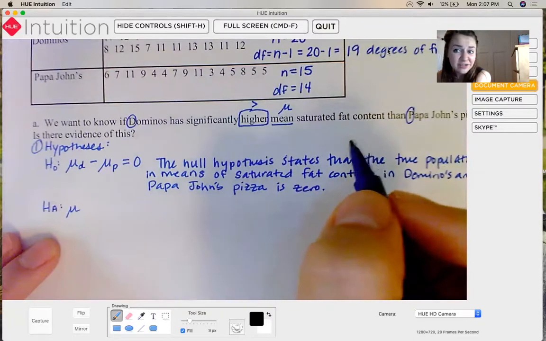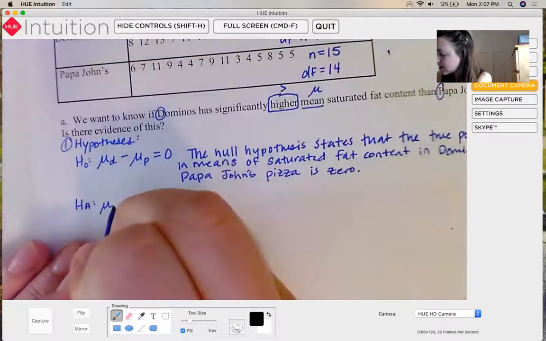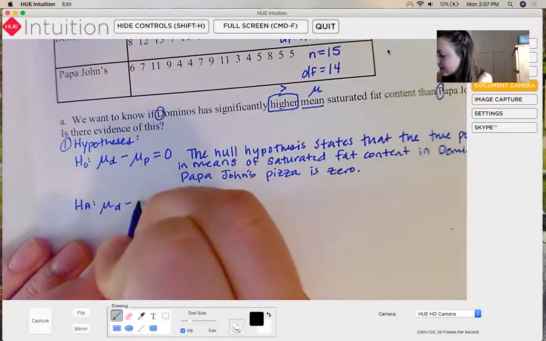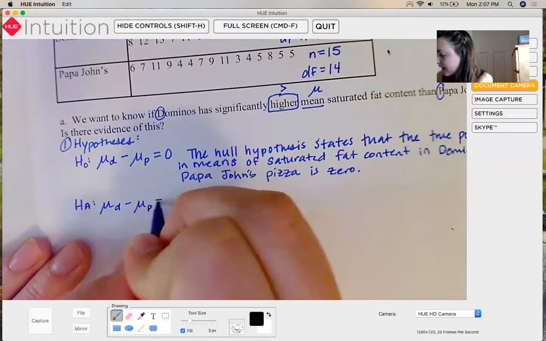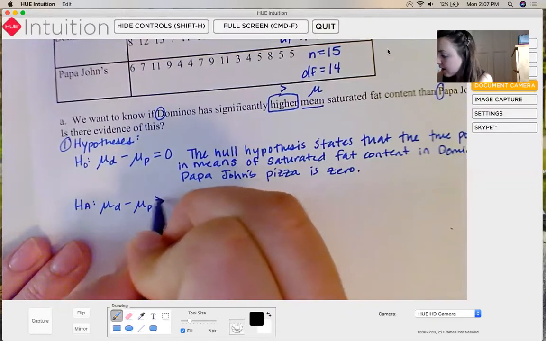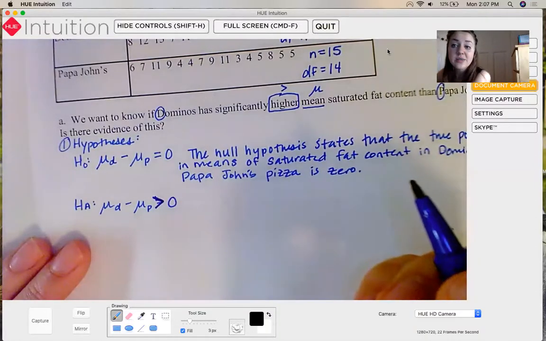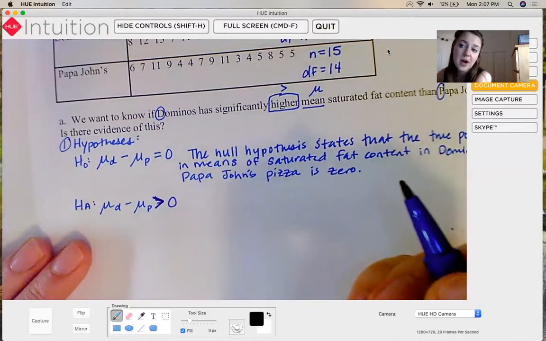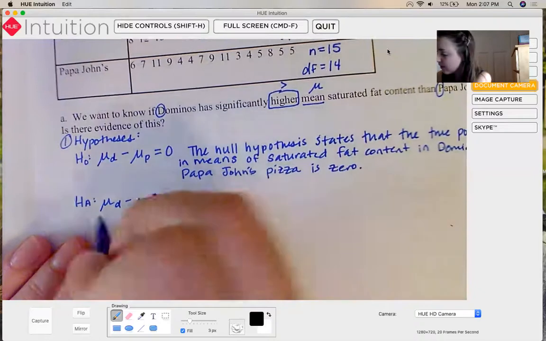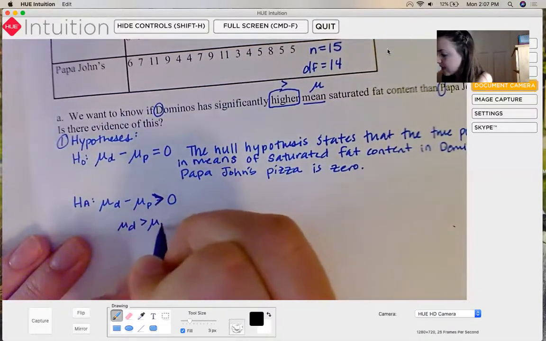So not just different, but that Domino's actually has more unhealthy fat in their pizzas. So I would say D minus P is not equal to, nope, I'm actually going to draw a greater than sign. That it's actually, if I were to subtract the two, I would get a positive number. Remember that another way that I could say this is that this is greater than that.